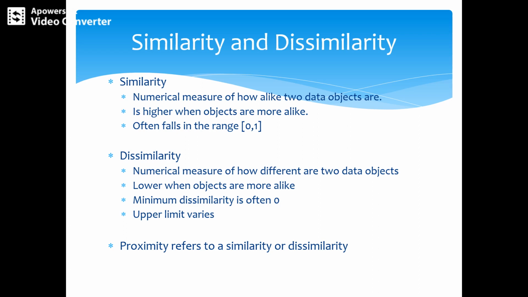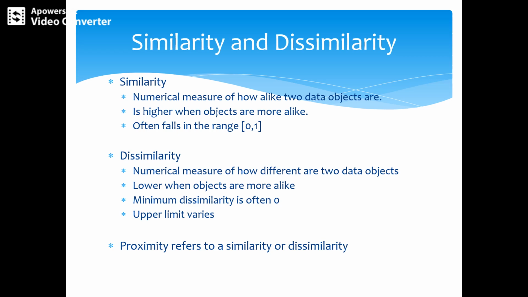Similarity and dissimilarity are important. Why? Because they are used by a number of data mining techniques such as clustering, nearest neighbor classification, and anomaly detection. In many cases, the initial data set is not needed once this similarity or dissimilarity has been computed. Such approaches can be viewed as transforming the data to a similarity or dissimilarity space and then performing the analysis.